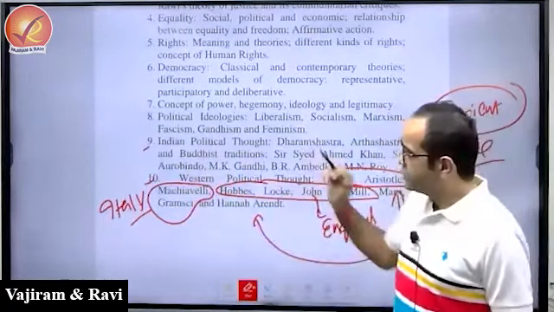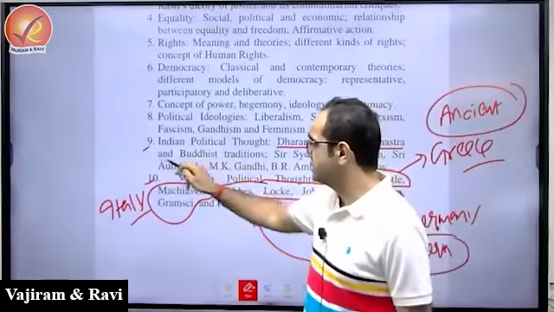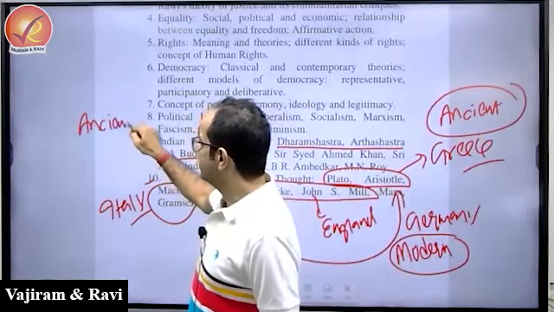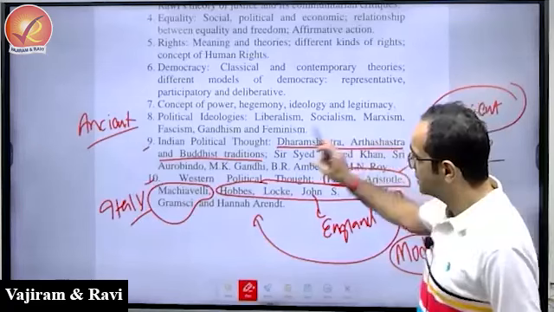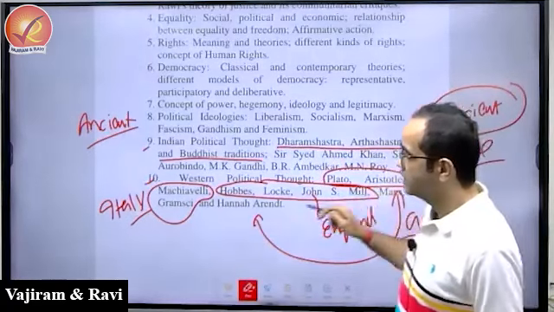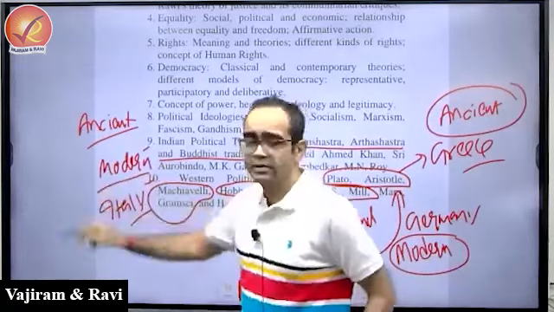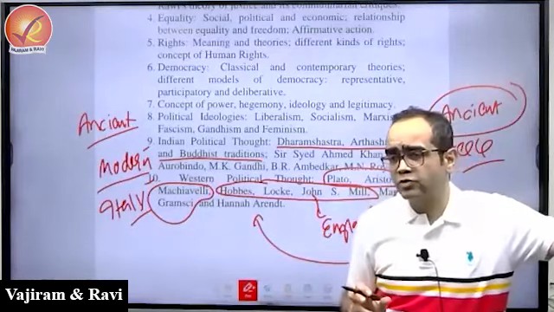If you see Indian political thought, the Dharma Shastra, Artha Shastra, and Buddhist traditions are part of ancient India, while Sir Syed Ahmad Khan, Sri Aurobindo, Gandhi, Ambedkar, and M.N. Roy are part of modern India. So this is the political thought we are going to discuss.